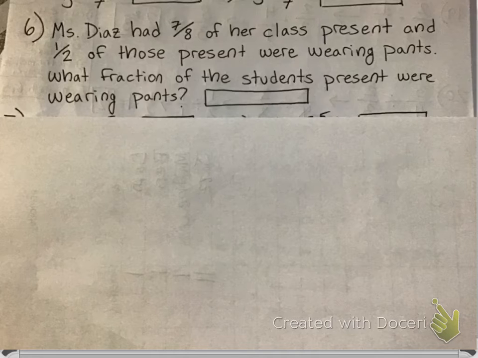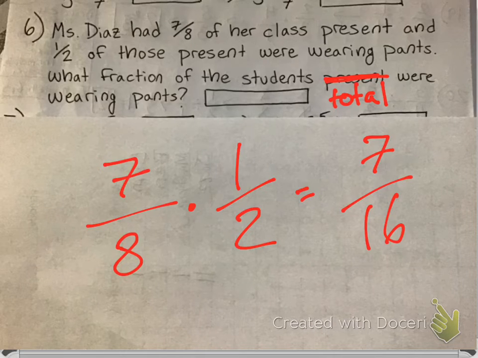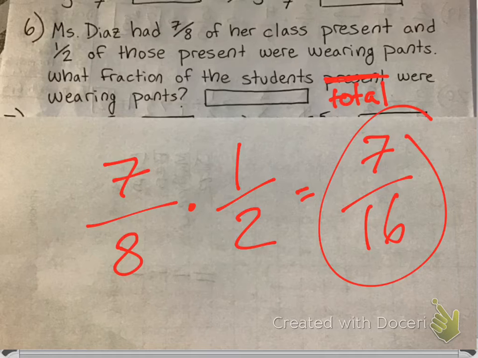Next one. Miss Diaz had 7/8 of her class present, and 1/2 of those present were wearing pants. What fraction of the students total were wearing pants? Michelle, what do I do here? 7/8 times 1/2. Exactly. Because 7/8 of my students showed up and half of them were wearing pants. So we just multiply across. Can I cross cancel anything? Nope. So I get 7/16. Can I simplify? That's it. That's our answer, 7/16.